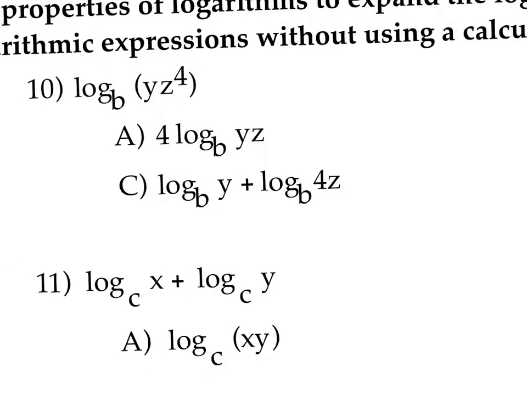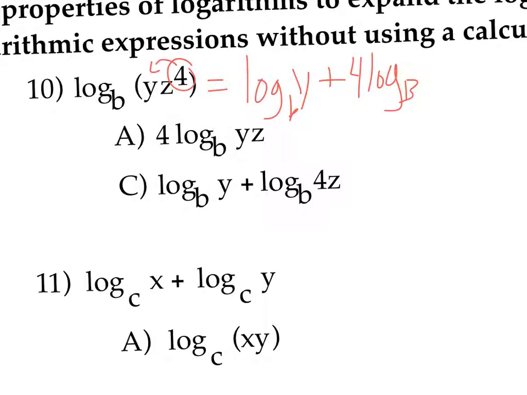We're going to do some expanding and condensing. If we are multiplying inside, it means we're going to add the log expressions because logs are exponents. We're also going to have a power raised to a power that's going to come out front, which means that you're kind of multiplying things there. So we get log base b of y plus 4 log base b of z.